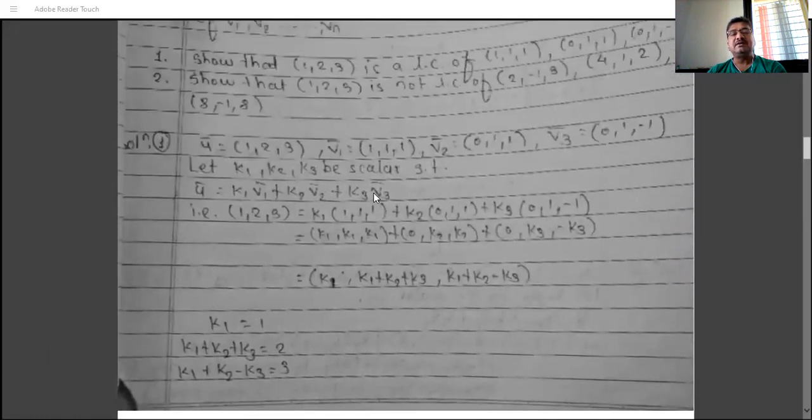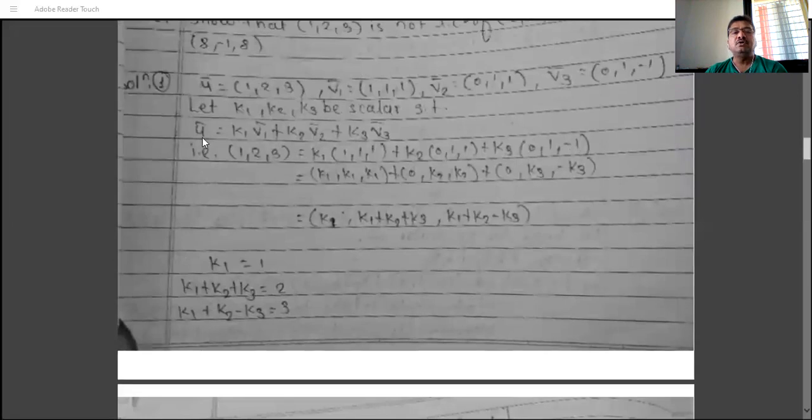But if the system is consistent, it means we have the solution of the system, the values of K1, K2, K3, either unique or infinitely many. And if the system is consistent, then we say that U bar is a linear combination of V1, V2, V3. So what are the cases for this system? Either the system is consistent or inconsistent. These are the two cases. And if the system is consistent, then the system has a unique solution or infinitely many solutions.